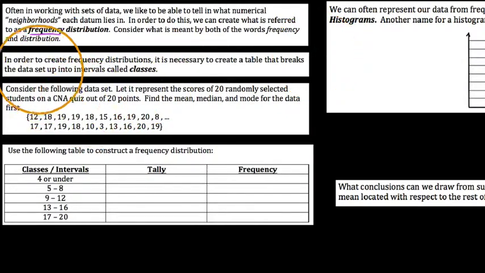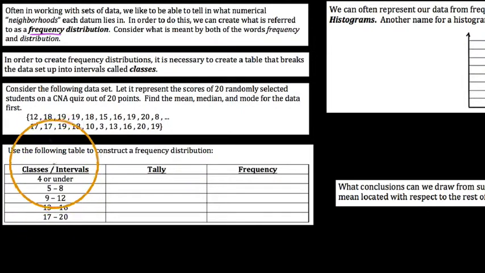Okay. So we say in order to create frequency distributions, it's necessary to create a table that breaks the data up into intervals that we call classes. You'll notice that my table down here says use the following table to construct a frequency distribution for this set of data. But what I've done is split these up into evenly spaced classes, or numerical neighborhoods, for which our data is going to lie within.